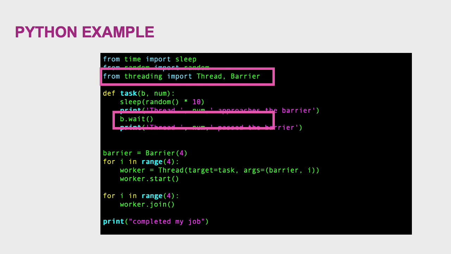Now let's have a look at the code of the task, and it's very, very simple. In particular, we see that we have some random time. Then we print a message that the thread is attempting to approach the barrier. Then we wait on the barrier. Once we are enabled to enter the barrier, the task prints, I've passed the barrier. As simple as that.